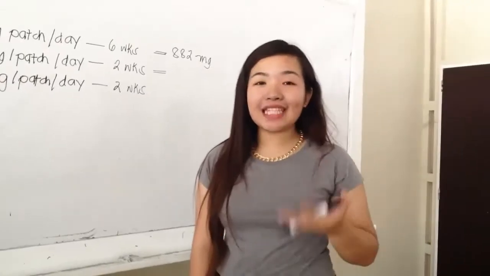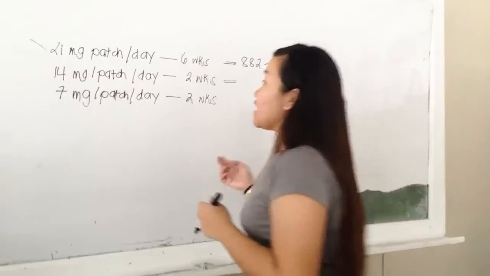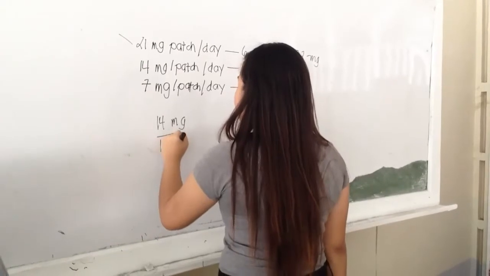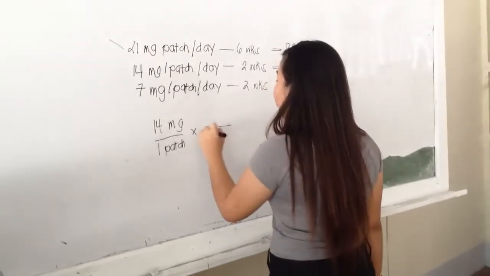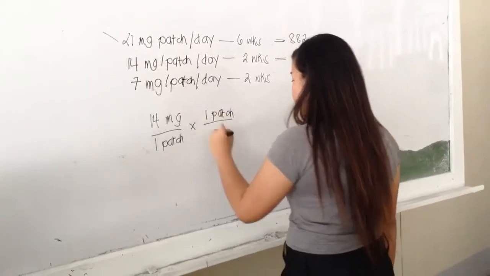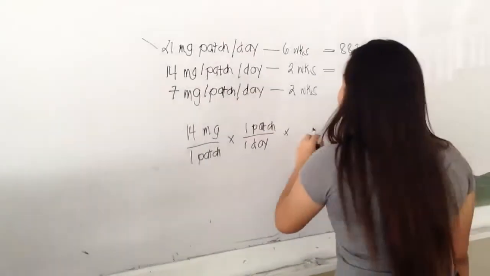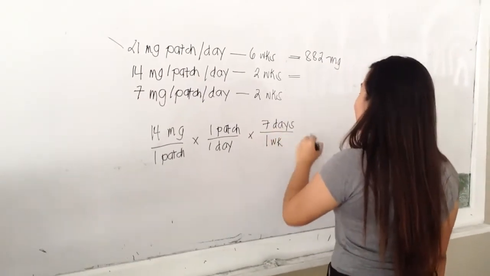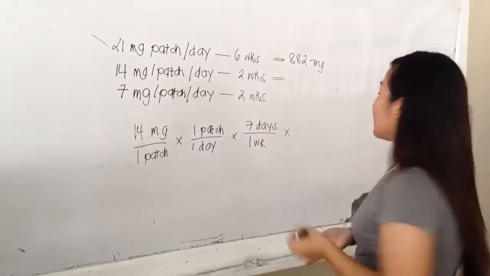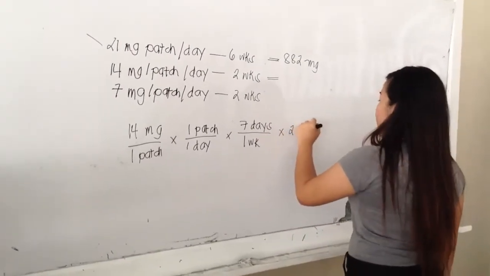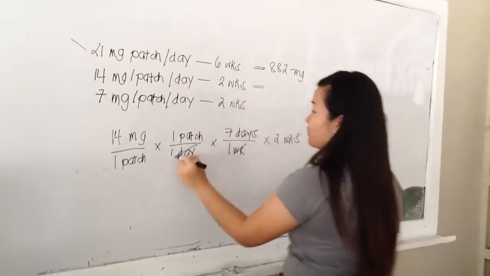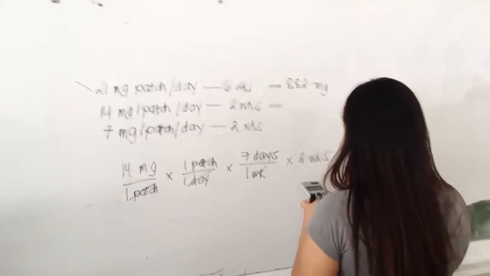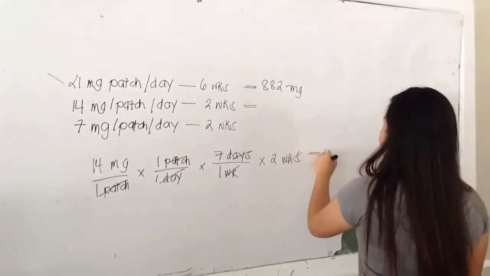So we are going to repeat the same method for the next 2 givens. So in one patch, there are 14 milligrams, and the patient needs to wear 1 patch a day, and there are 7 days in 1 week, and the patient needs to wear a 14 milligram patch in 2 weeks. So cancel. 14 milligrams times 7 times 2 is equal to 196 milligrams.